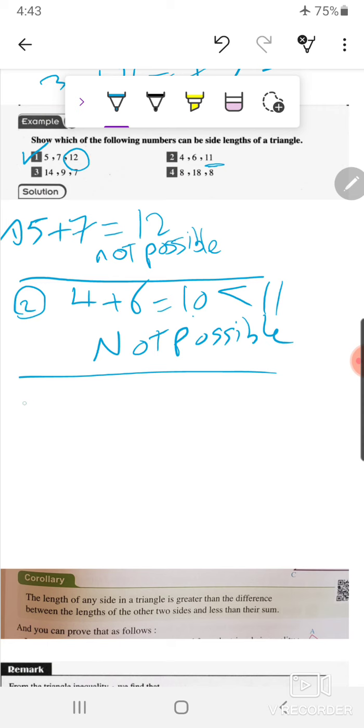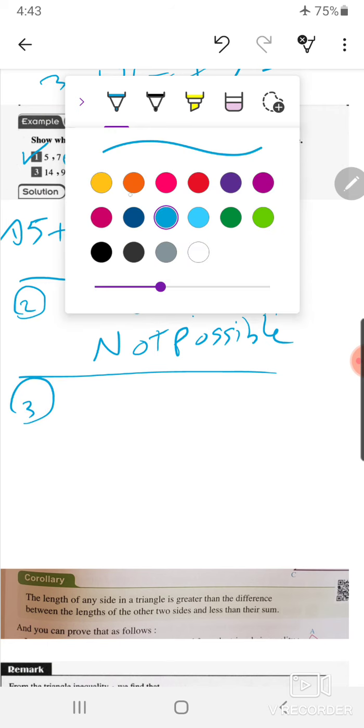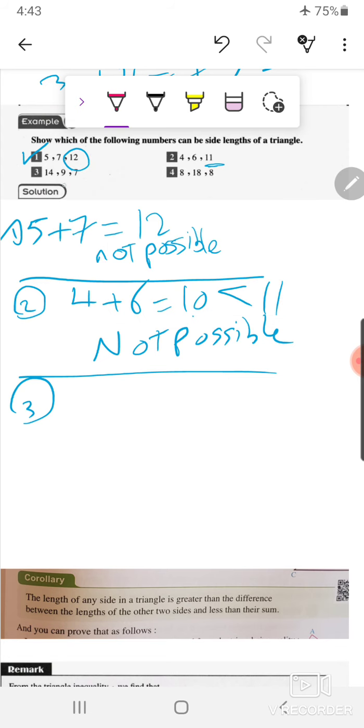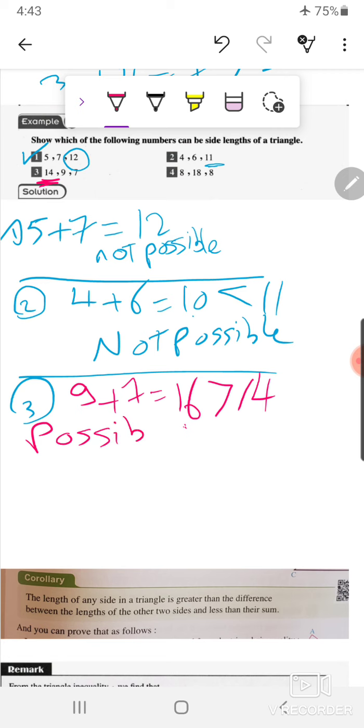Okay. Number 3, let's take. Here you have 14, 9, and 7. What shall I take? Yes, 9 and 7, the smallest ones. 9 plus 7, which is, exactly, equal to 16. Is 16 greater than the third side, which is 14? Yes, so it is possible to draw a triangle. Did you understand?